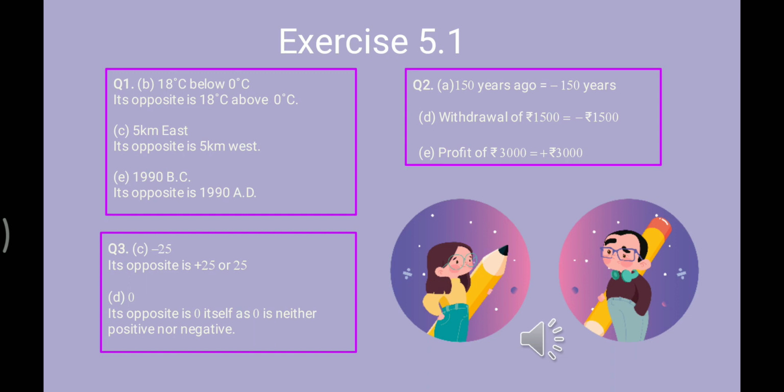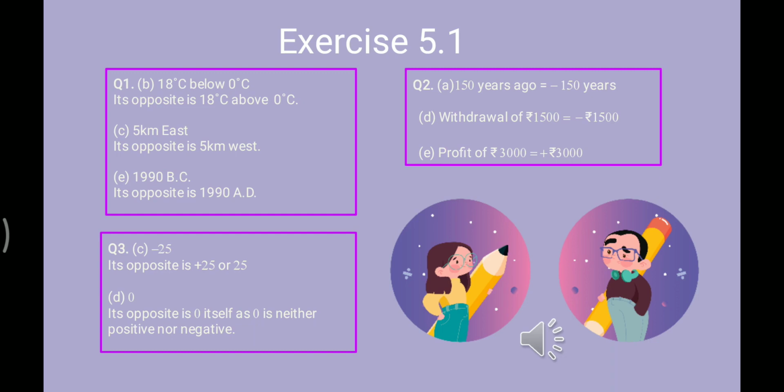Now in question number 2, we have to represent the following statements or numbers using the plus or minus sign. That means we have to make use of integers here. In A part, we are given 150 years ago. Since it's from the past, we'll use a minus sign with it. It's minus 150 years. Similarly, in D part, we have a withdrawal of 1500. Since 1500 have been taken away from your bank account, it's again a negative sign here. So we have to represent this with minus 1500.